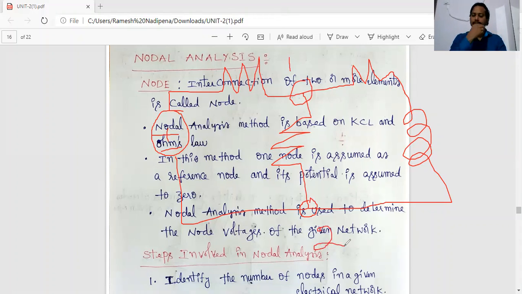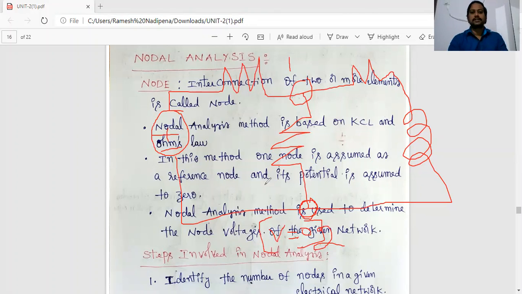From these two nodes, now select one node as reference node. Here I opt node 2 as reference node. What is the meaning of this? Here, this node voltage should be 0. That means this node should be grounded. Voltage is equal to 0. So this is the explanation for that point: in nodal analysis method, one node is assumed as a reference node and its potential is assumed to be 0.